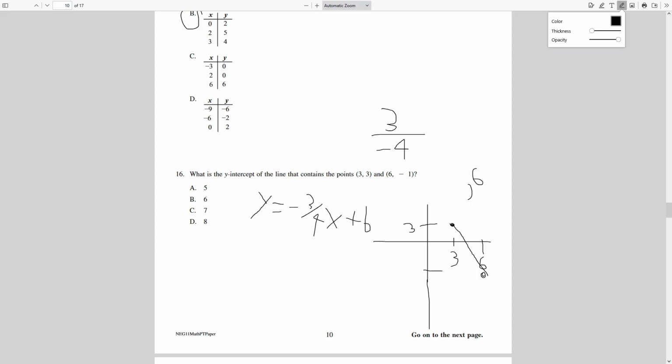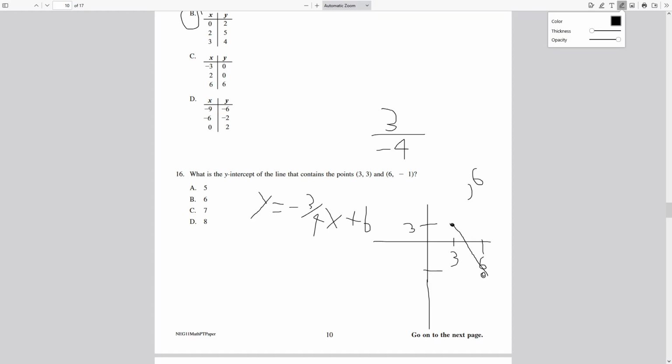What is the y-intercept of this line? What is it? I am so close. I don't remember. I really don't remember. Oh my gosh. Don't I have to draw it? Oh no!